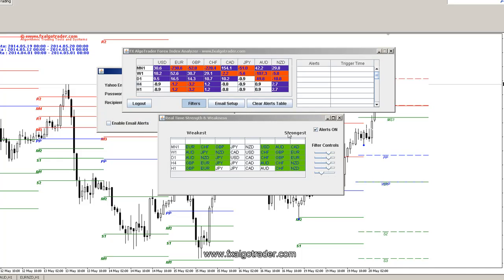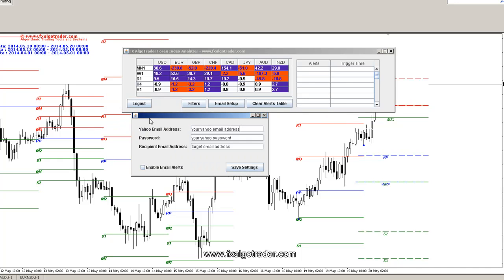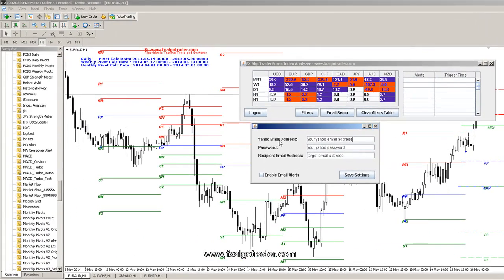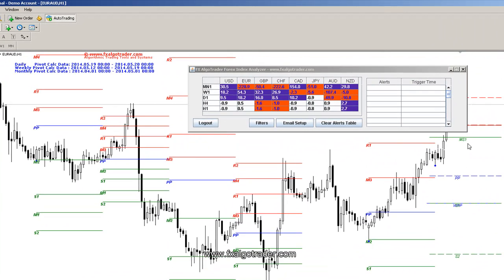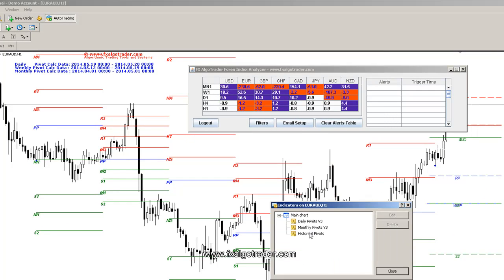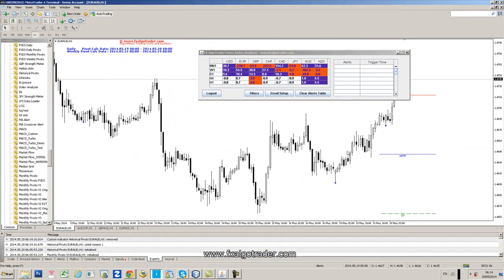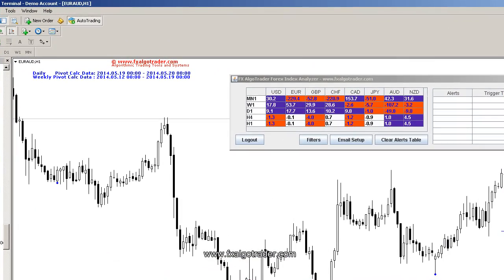The system also has an email alert facility which uses a Yahoo based account, so you need to set up a Yahoo email account and then enter the details in here, and whenever an alert is triggered the system will send an email to you. You can control the alerts table here, you can clear it if you want to. Essentially this approach to identifying the best or optimum pairs to trade is best used in conjunction with multi-time frame pivots, as you can see I'm using here. The only reason I've got the historical pivots on this chart is simply because I wanted to look at that Euro Aussie dollar trade yesterday that the index analyzer identified and see where the central pivot was on the chart.